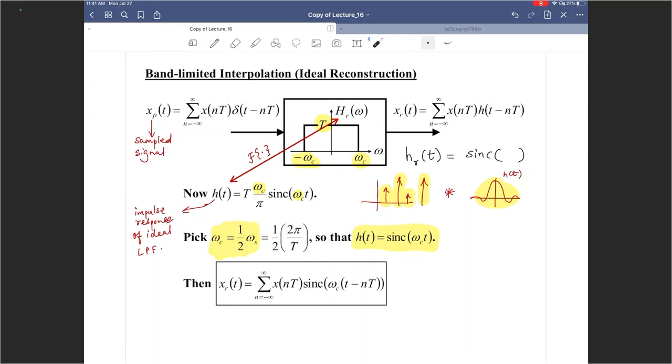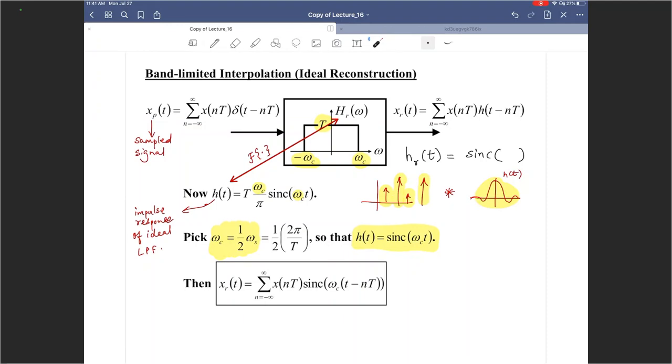x sub r of t, the reconstructed version of the signal, is a summation for all n of x of nT, because yes, you have to multiply them from before, actually. The deltas, when convolved with sinc, became sinc omega sub c (t minus nT). Take the first sample, multiply it with the sinc at that time. Take the second sample, multiply it with the sinc at that time. Third sample, sinc at that time. Fourth sample, sinc at that time. Add them all together to get the reconstructed signal.